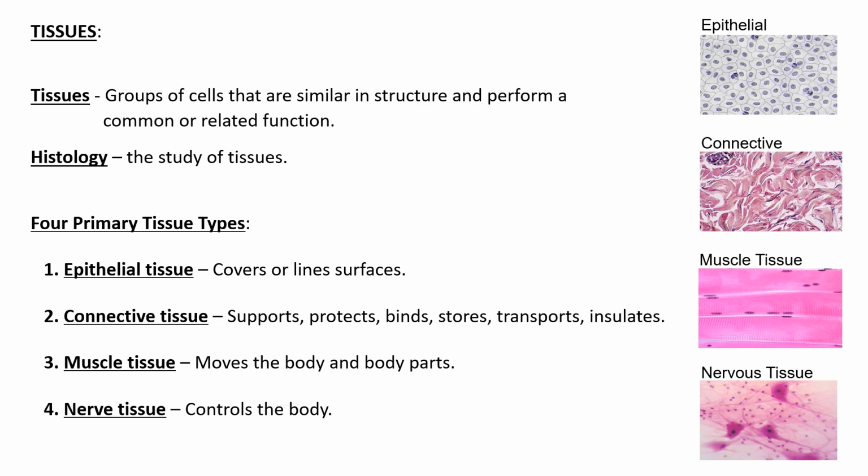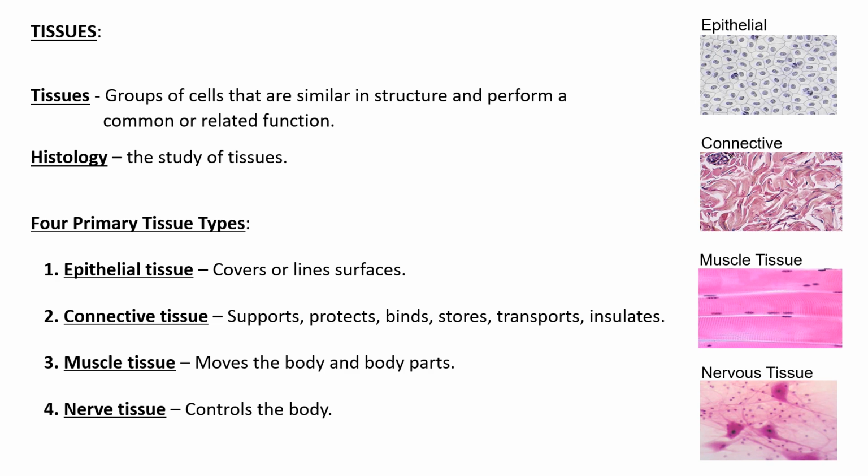So the next section we're looking at is on tissues. Tissues are groups of cells that are similar in structure and perform a common or related function. Histology is the study of tissues. There are 4 major tissue types, or primary tissue types.